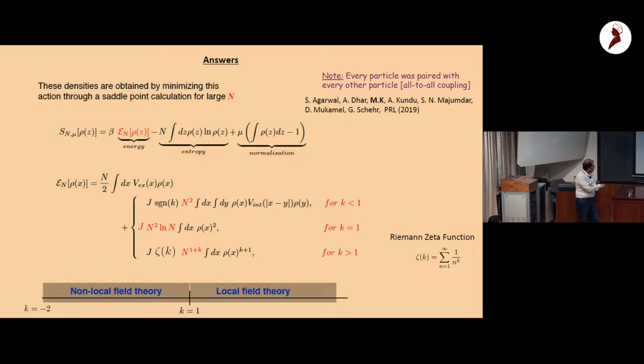So you have a non-local theory, and you have a local theory, and k equal to 1 is local but marginal. Okay, so you take these functions, you minimize this, you calculate the saddle point solutions, and you will get those density profiles that I showed.